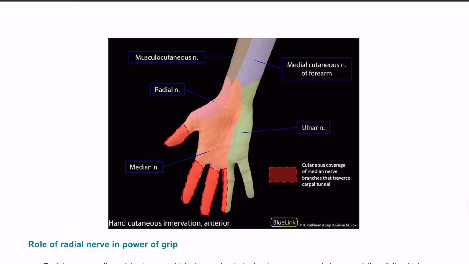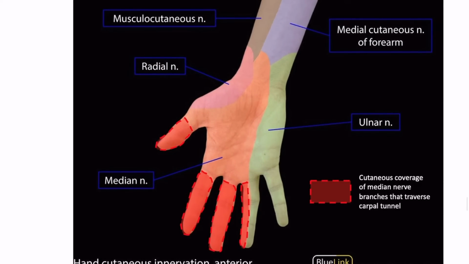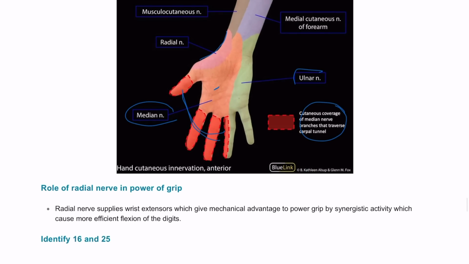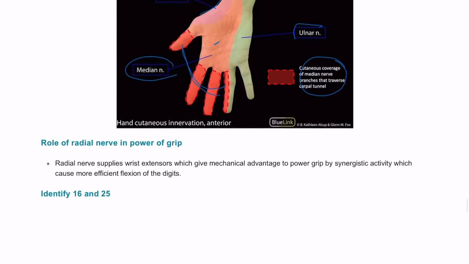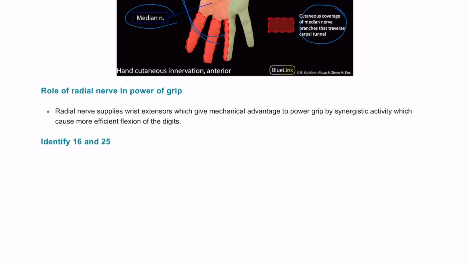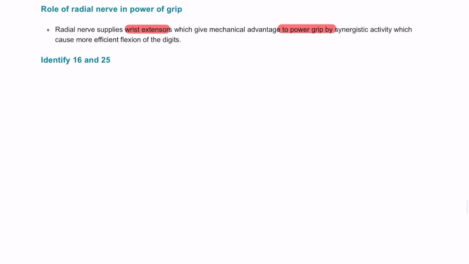All right, so this is a diagram just to summarize the sensations. In terms of sensation, this is the radial nerve, and also from the back as well. And this is the median nerve area, and also these are the median nerve again. It's basically the cutaneous branch of the median nerve, and that is the ulnar nerve. Okay, so the radial nerve, we mentioned that it supplies all the extensors, and it plays an important role in making a power grip. The radial nerve supplies the extensors, and this gives mechanical advantage to the power grip and synergistic activity, which leads to the flexion being more efficient or more effective.